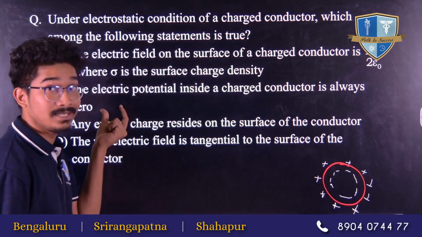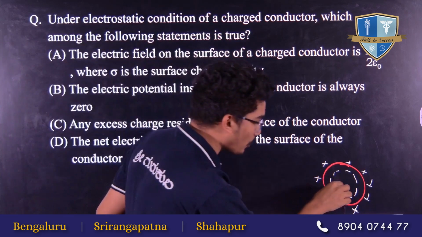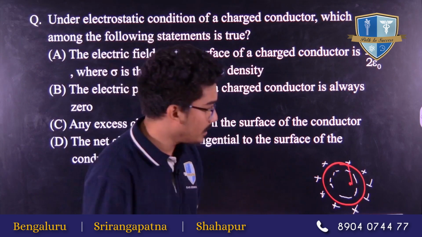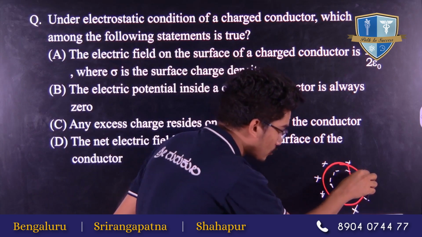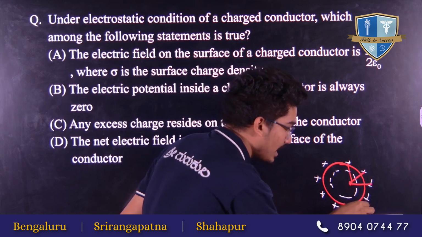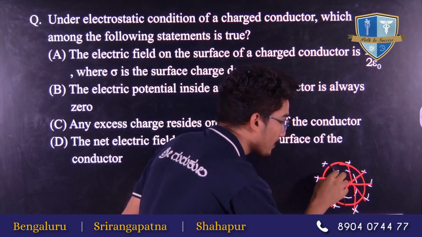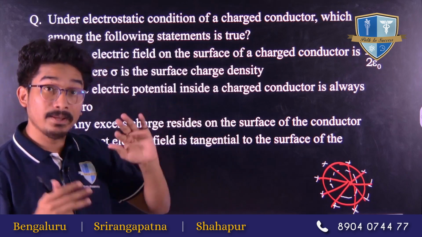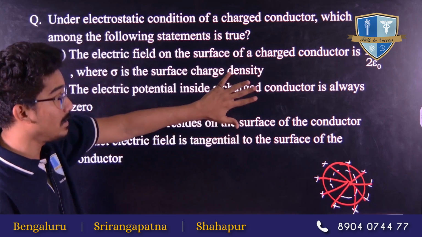But potential is not 0. If you calculate the potential at this point, it will add. See, potential is not a vector quantity. So through this charge it will add, through this charge it will add, and through this charge it will add. From all the charges it will add up and give us some value. So it will never be 0. It may be constant, but it will not be 0.